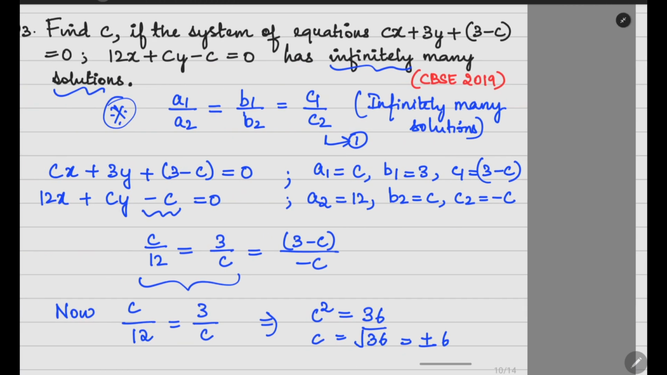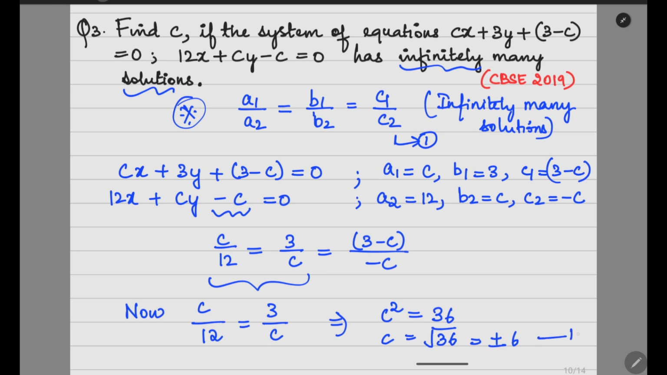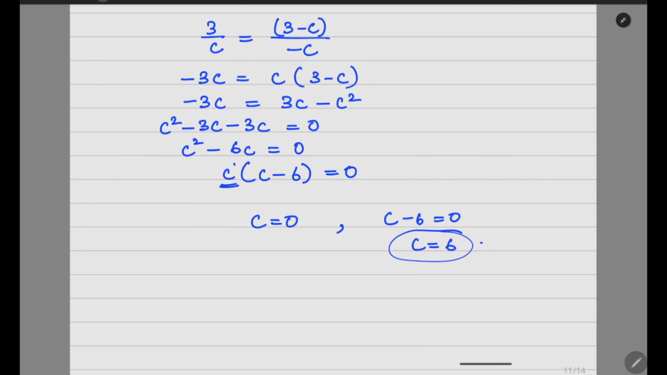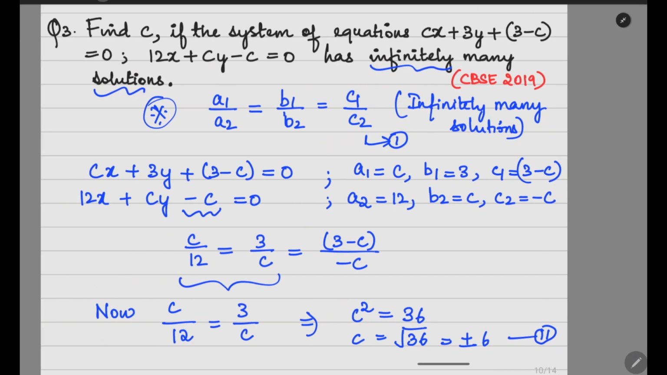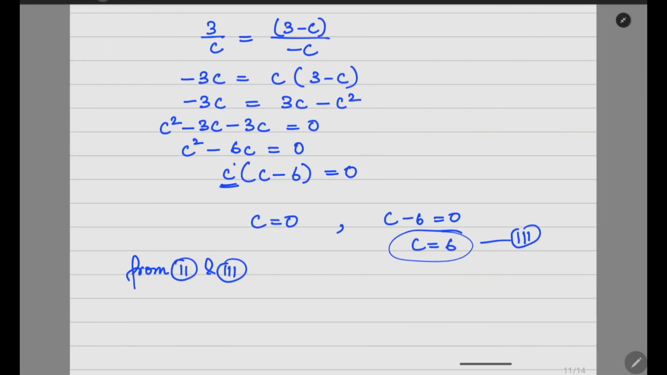So let this be your equation 2 and let this be 3. From 2 and 3, what is the value of c that you're getting in common? It is c equal to plus 6. So the final answer would be c equal to plus 6.